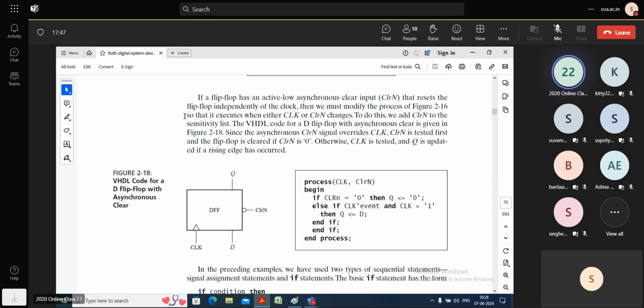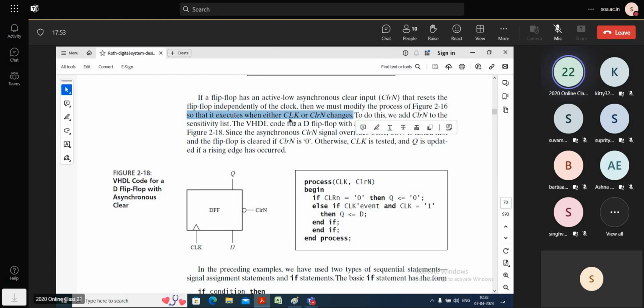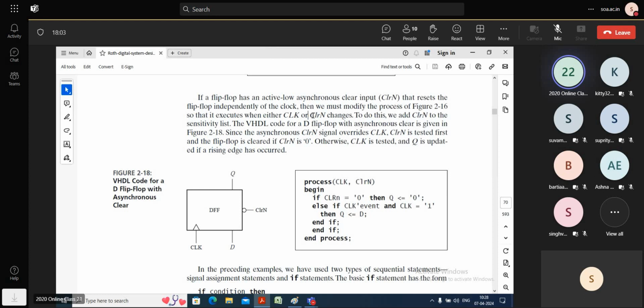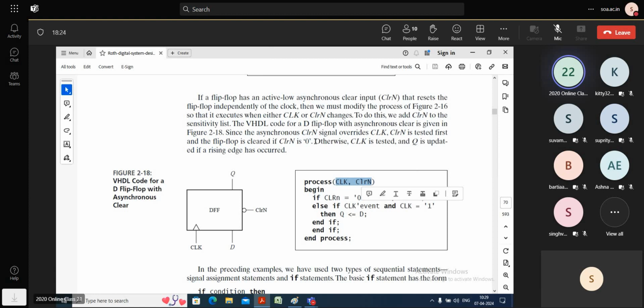So it executes when either CLK or CLRN changes. Earlier we saw that whenever CLK changes, the process will execute. Here, if there is a change in CLRN, that will also cause execution. So both CLK and CLRN we have put inside the sensitivity list. That's why we have added CLRN to the sensitivity list.